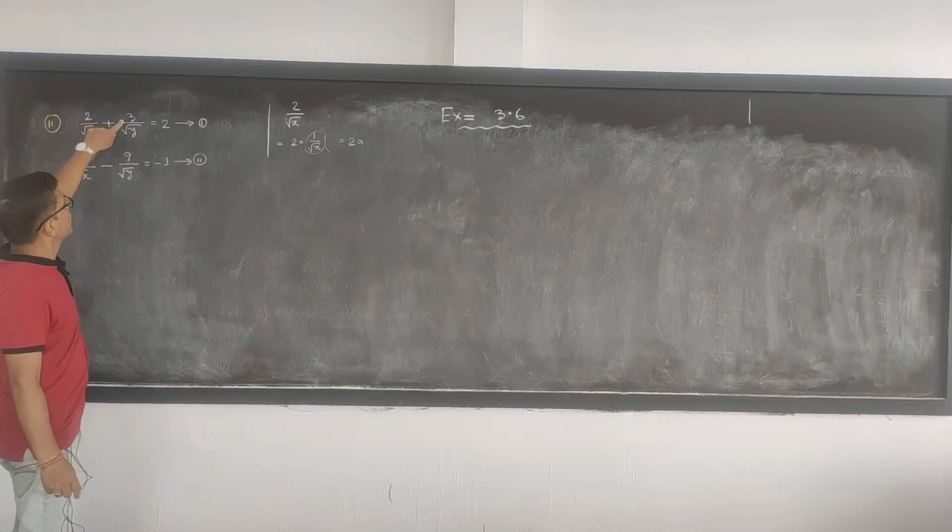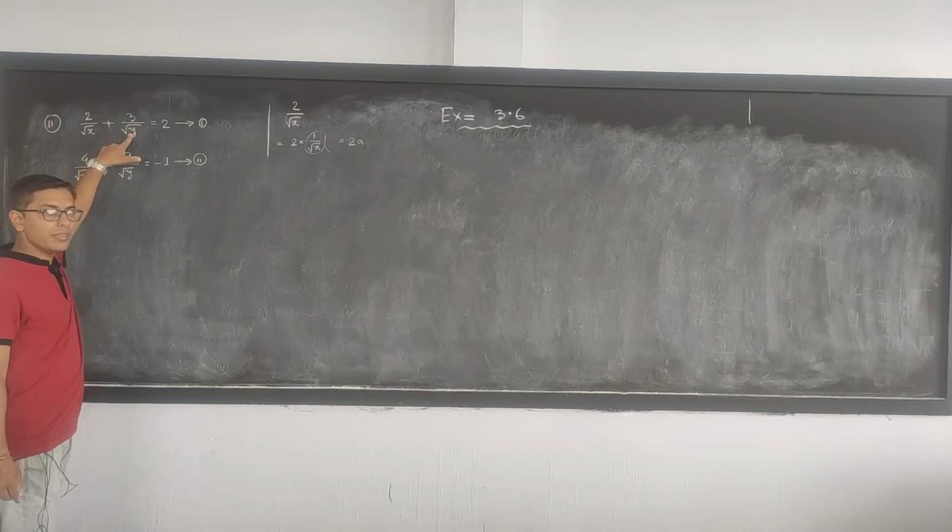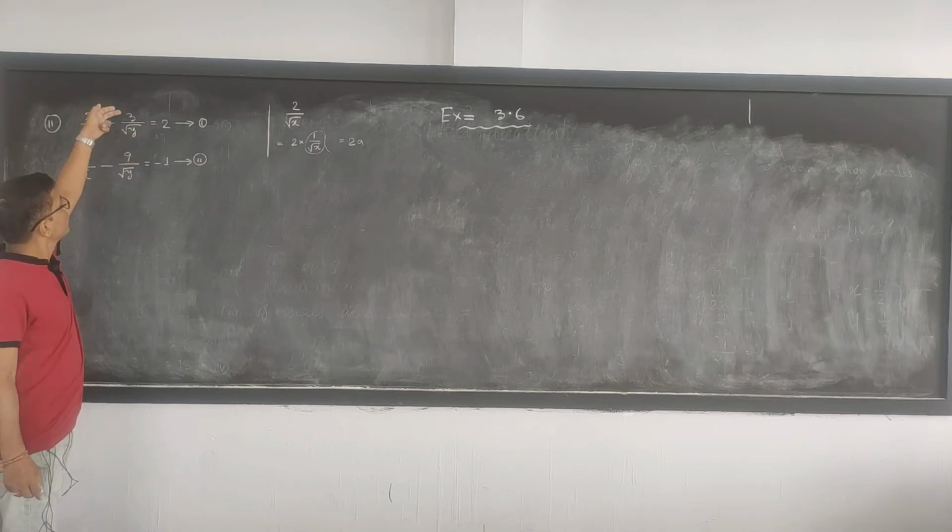So breaking of this portion. Then if we consider 1 by root over y as equal to b, then it will be 3b. 2 by root over x can be written as twice a, then 3 by root over y can be written as thrice b. Alright, so let us write the solution. Let 1 by root over x is equal to a and 1 by root over y is equal to b. Hope it is clear.